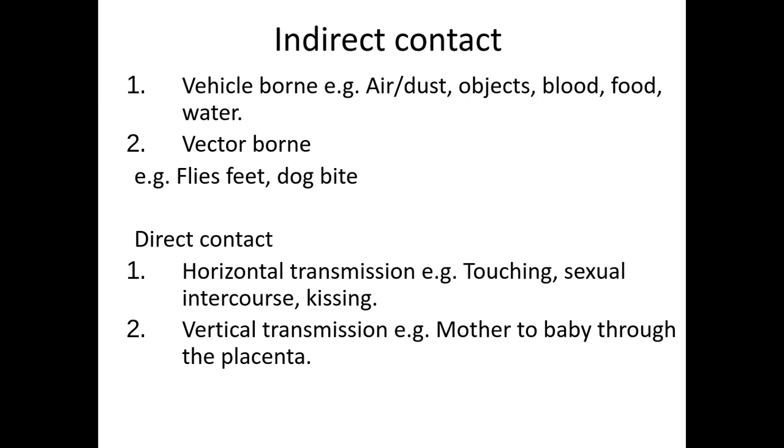So you get two different types of contact and transmission between diseases. You've got indirect and direct contact. So the first one, indirect, vehicle-borne, so air, objects, blood, food, for example. Vector-borne, flies, feet. The vector I just mentioned, the Anopheles, which is the female mosquito. Then direct contact, so this is any form of touching, sexual intercourse, kissing, and also mother to baby through the placenta as well.